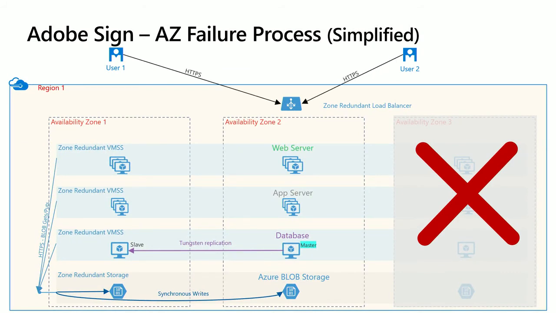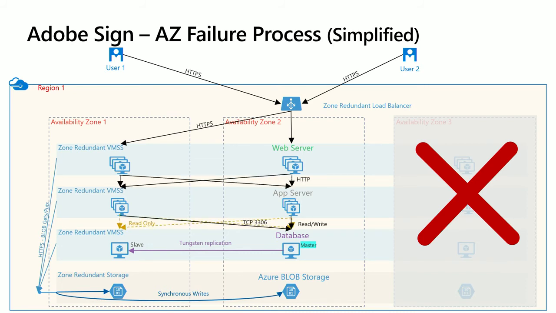So when the user communicates with the Zone Redundant Load Balancer, they'll talk to the remaining web servers, which can talk to the remaining app servers, which can talk to the new database and do the reads and writes to that database, which can continue to talk to the blobs. They can all continue to talk to the blob store, which is creating synchronous writes to the 2 remaining replicas.